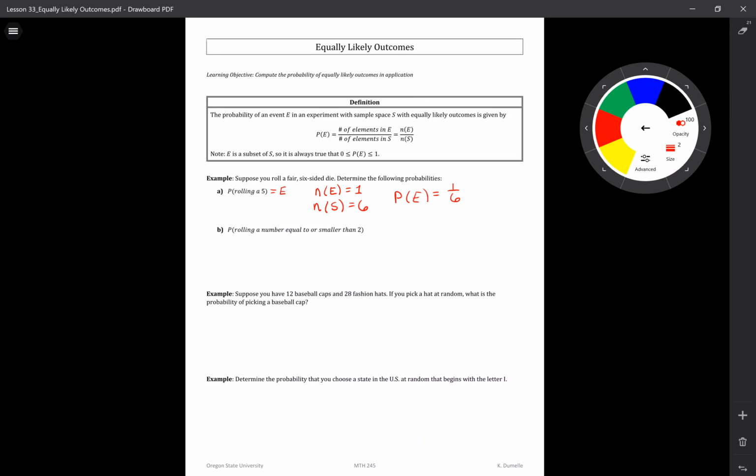Okay, what about rolling a number equal to or smaller than 2? If I call this E2, how many different ways are there to roll a number equal to or smaller than 2? I could roll a 1 or I could roll a 2. So there are 2 different ways for this to happen. And again, the number of elements in my sample space is 6, since there are 6 ways to roll a die. So the probability of rolling a number equal to or smaller than 2 is equal to 2/6, or 1/3.